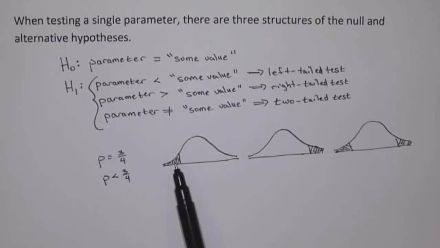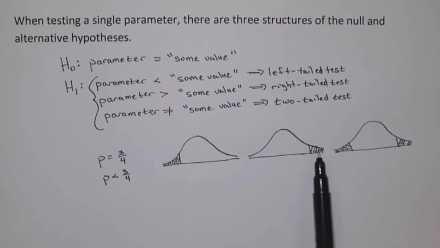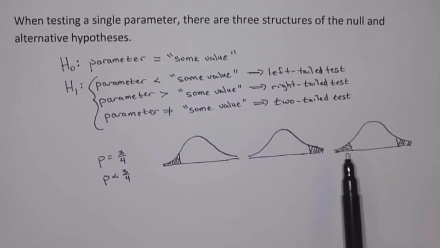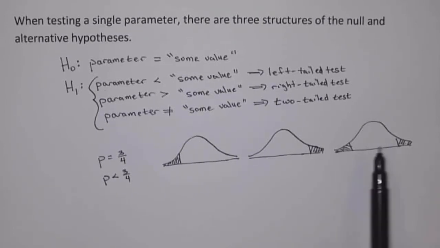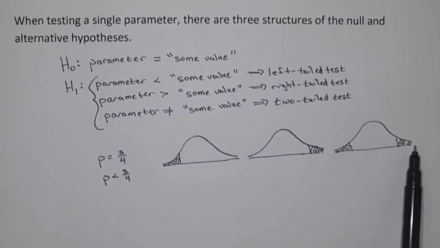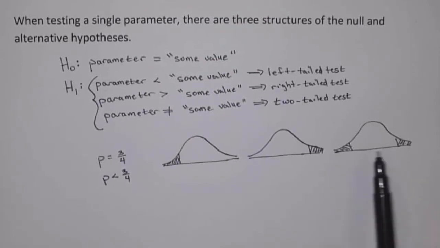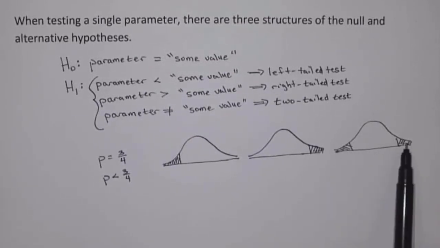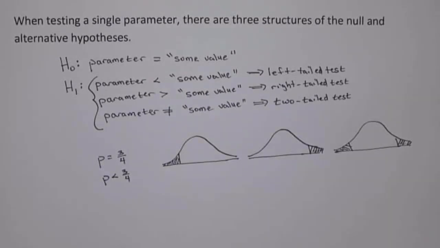So basically the idea is this shaded area would be unusual. So if our evidence ends up in this unusual area, then that would be evidence to refute the null hypothesis. Likewise, this would be the unusual area for a right-tailed test. And so if our evidence ends up in this unusual category, that would be evidence to refute the null hypothesis. And likewise, if it's a two-tailed test, then the area in the two tails represents the unusual area. So if our evidence ends up in this unusual area, that would be evidence to refute the null hypothesis.